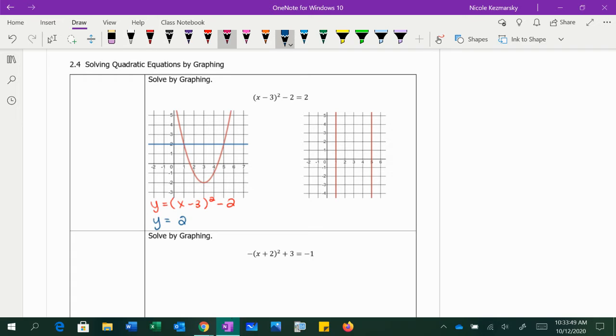If we do that, the red curve is going to hopefully intersect the blue line. The intersection points are going to lead us to our solution. So I'm going to put dots on the intersection points, and then I'm going to go down, because we're trying to solve for x, to the x value on the x-axis, and I get x equals 1 and x equals 5.